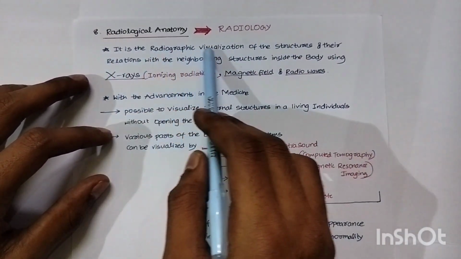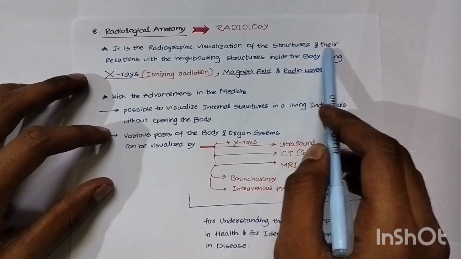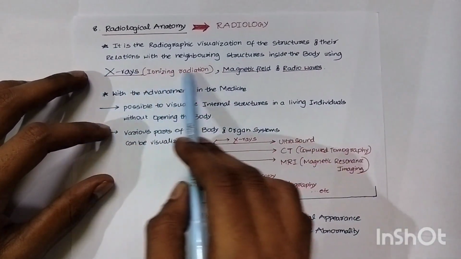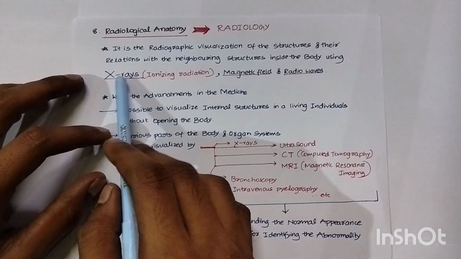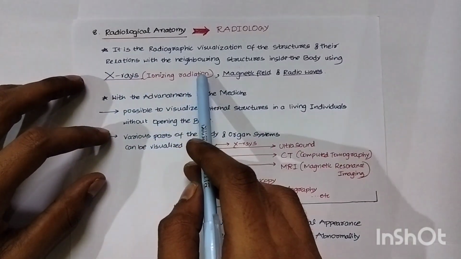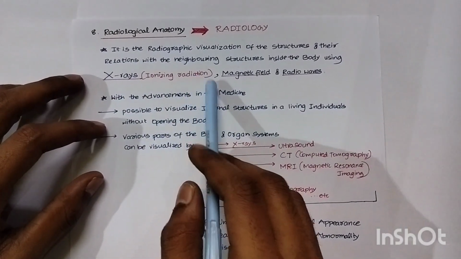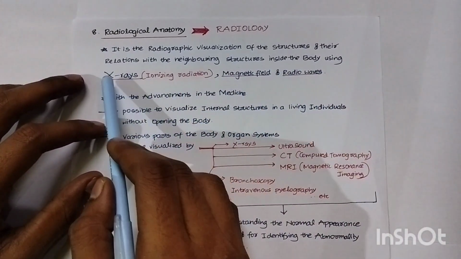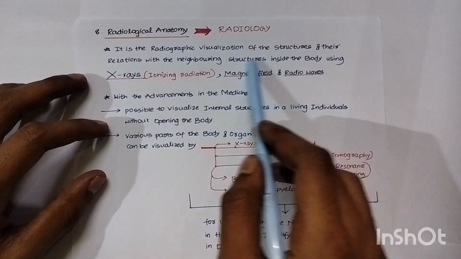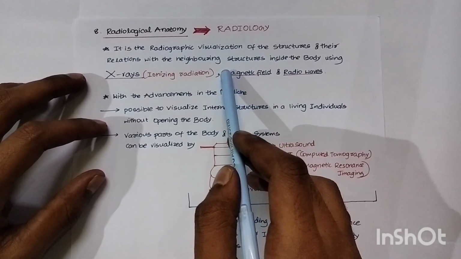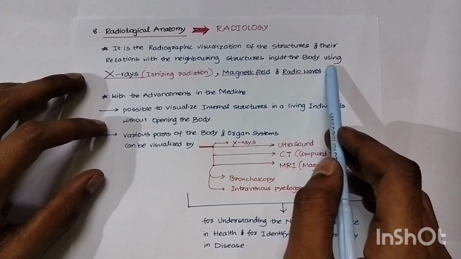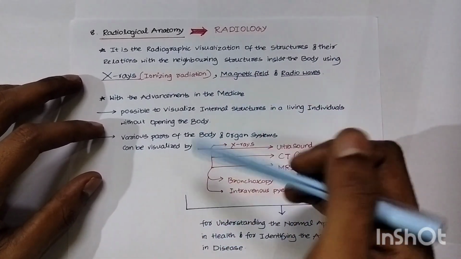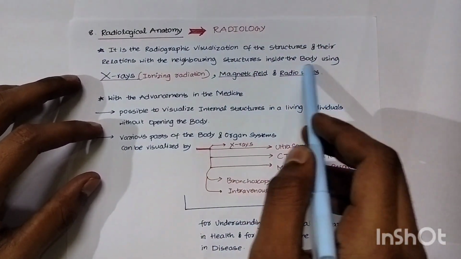It is the radiographic visualization of structures and their relations with neighboring structures inside the body using X-rays, ionizing rays. Of course, these are somewhat harmful, but to diagnose anything, it's very useful nowadays. It's a revolution, you can say. And magnetic field and radio waves are non-invasive. Yet they are used currently, but they are of high cost. If you use MRI, it will be high cost.